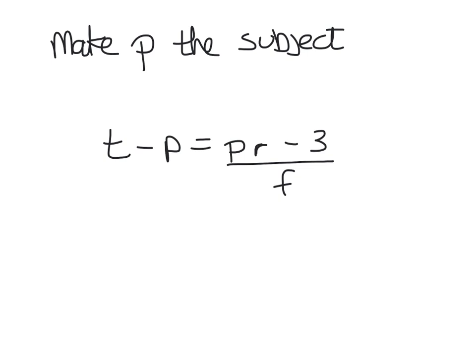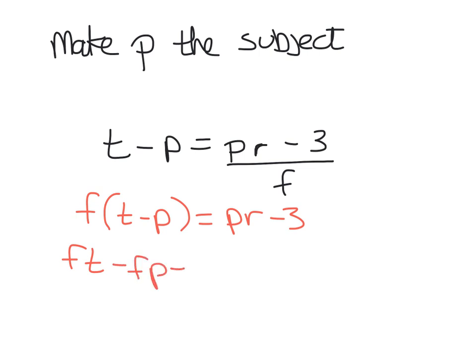Now here we met with a divide. Now obviously we have to remove that divide bit first. Now the inverse of divide is multiply, so the f will cross the equal sign and we'll have to multiply it by t and minus p. So to show that, we have f, then we have the bracket, t minus p equals pr minus 3. Now we expand the bracket, so we've got ft minus fp equals pr minus 3.